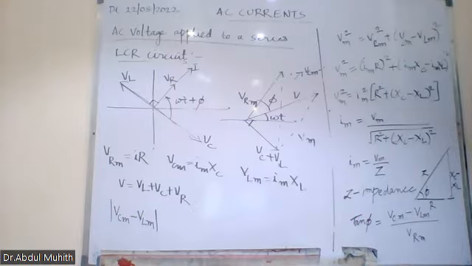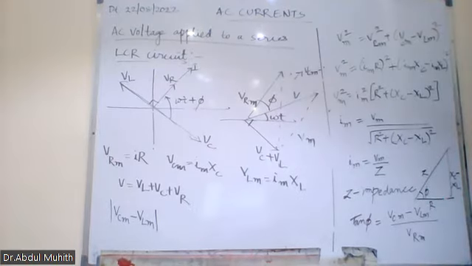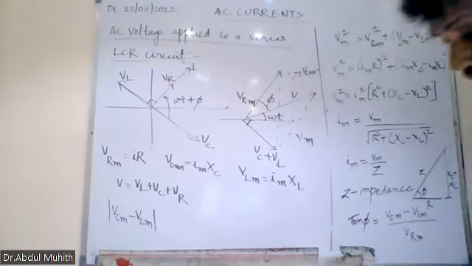Now, here we have this. This is about the angle. Z is said to be impedance. How do we define impedance? Once again, see here.